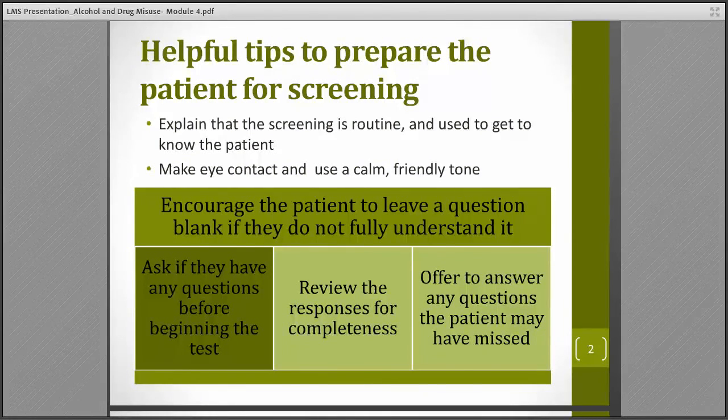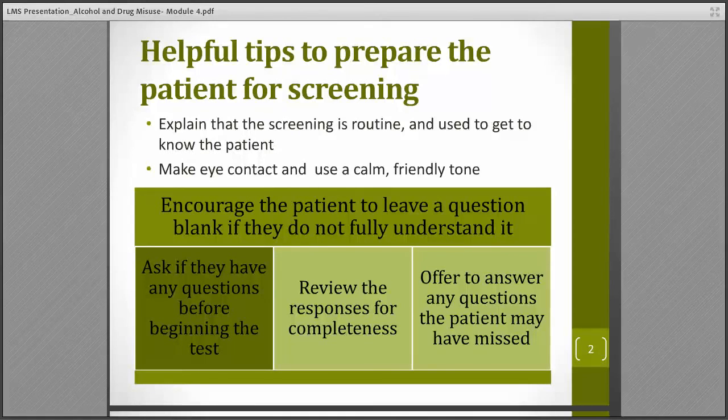Developing a relationship of trust and respect is extremely important. Using a calm, friendly tone and making eye contact during the conversation may help to build a relationship with the patient. Many patients may already be a bit anxious about their visit. Explaining that the questions are part of an overall routine screening process that the doctor uses to get to know the patient helps to calm fears that the patient is being singled out for these particular tests.